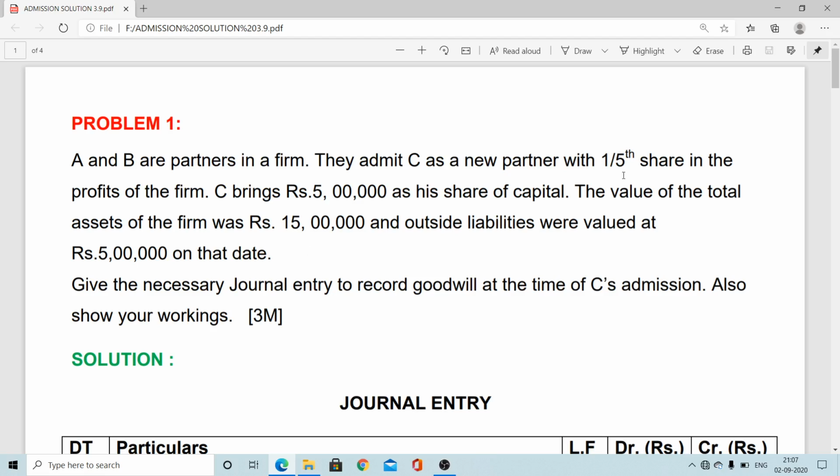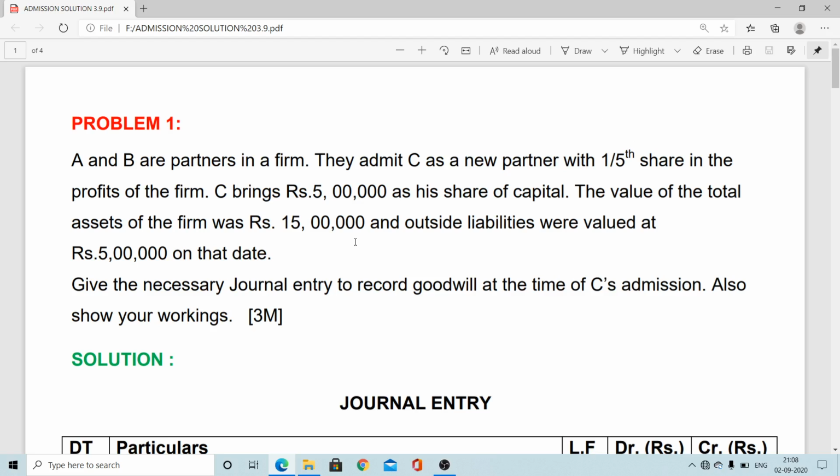So here, if you use the unitary method, for 1/5 share C is asked to pay 5 lakh. So if the incoming partner wants to buy the total share, C has to pay 25 lakh. Now if C wants to buy 4/5, that is 1 minus 1/5, the A and B share, then C has to pay 25 lakh into 4 by 5, isn't it? We can use the unitary method.